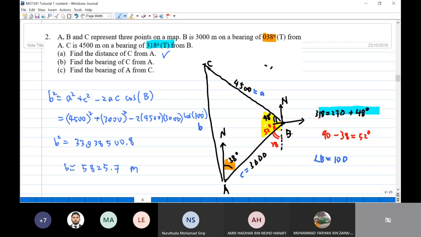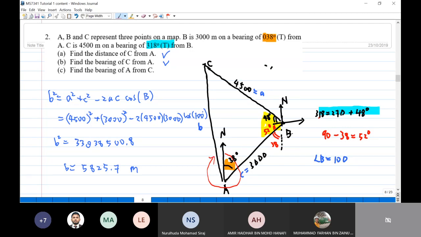Now I want to find out the bearing of C from A. What is that? Bearing of C from A means you measure from A. What is the bearing of C now? How to measure this? Let's draw a picture first. You go from A first, and you want to get the bearing of C from A. It's actually this angle.